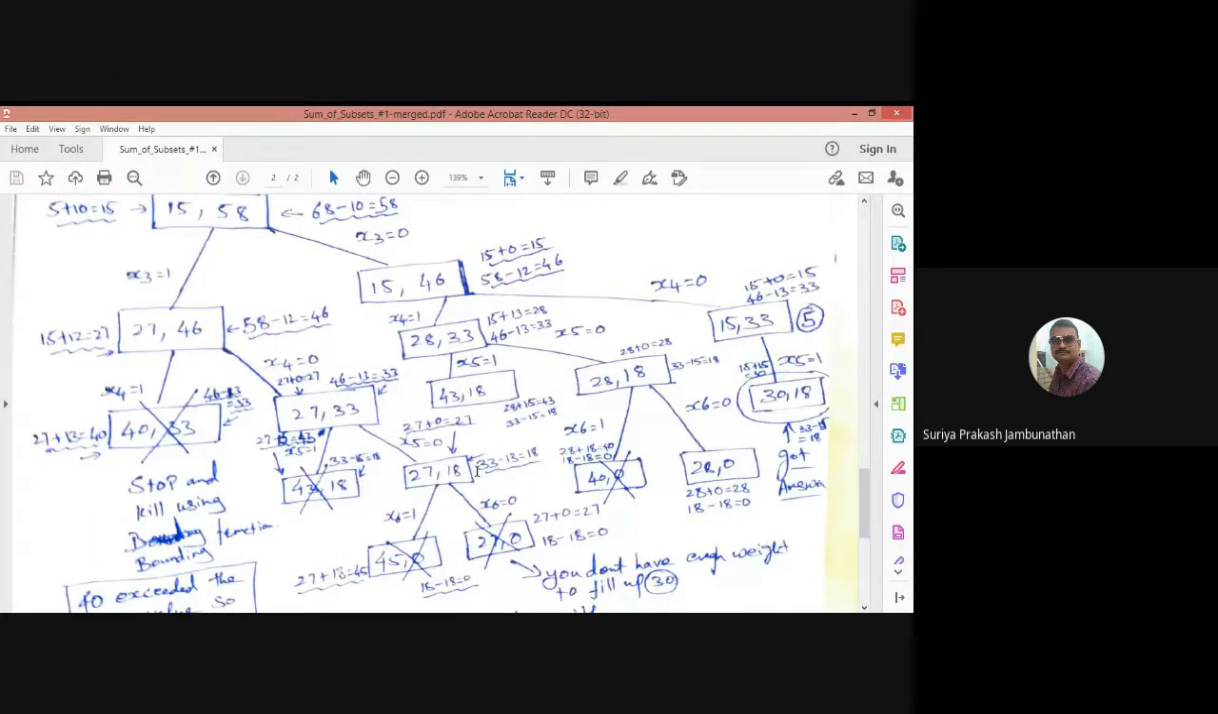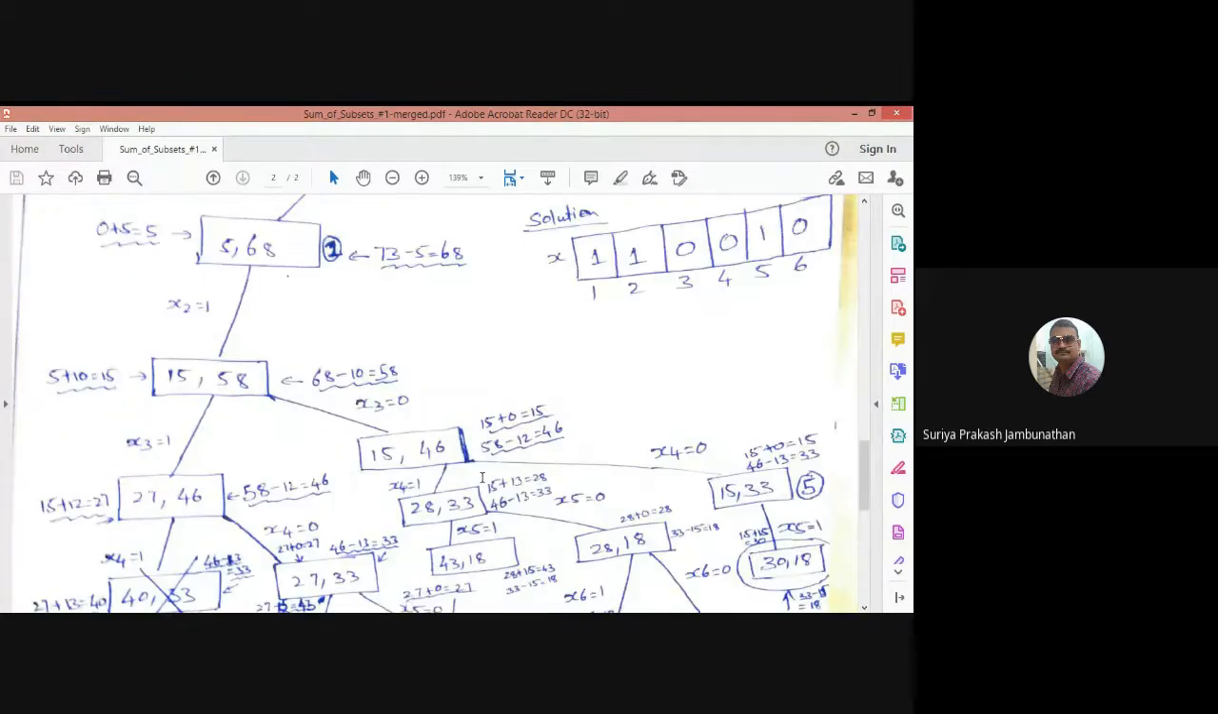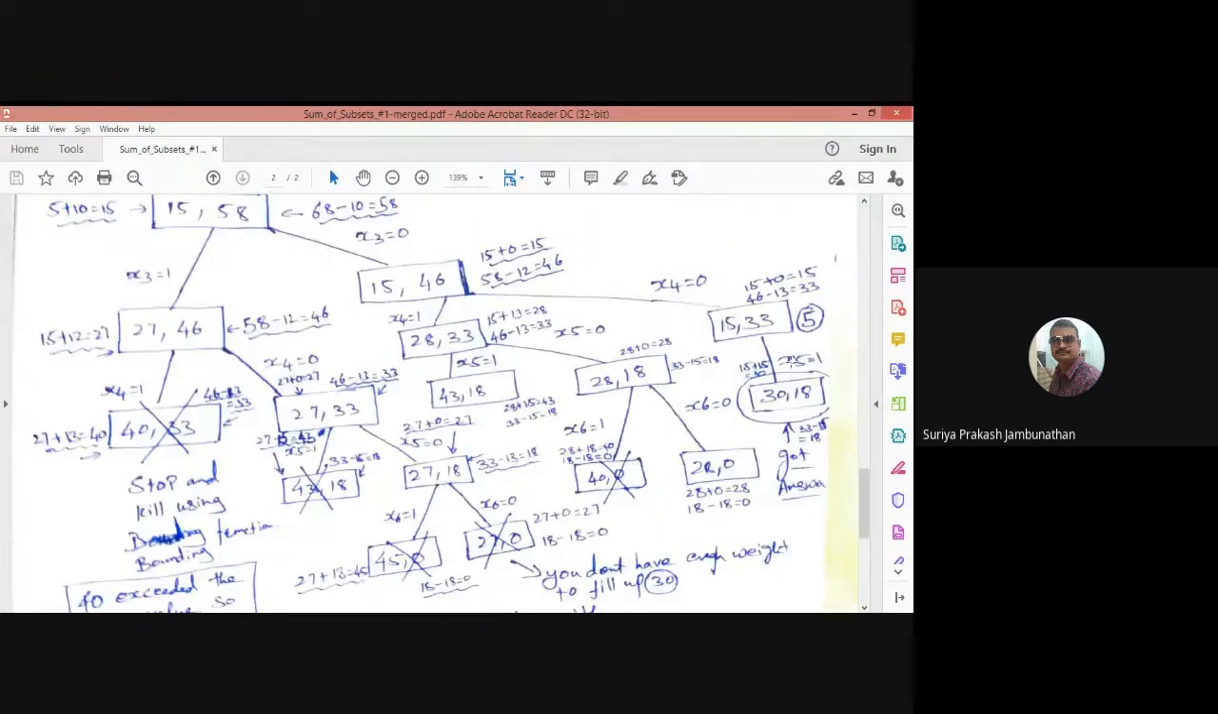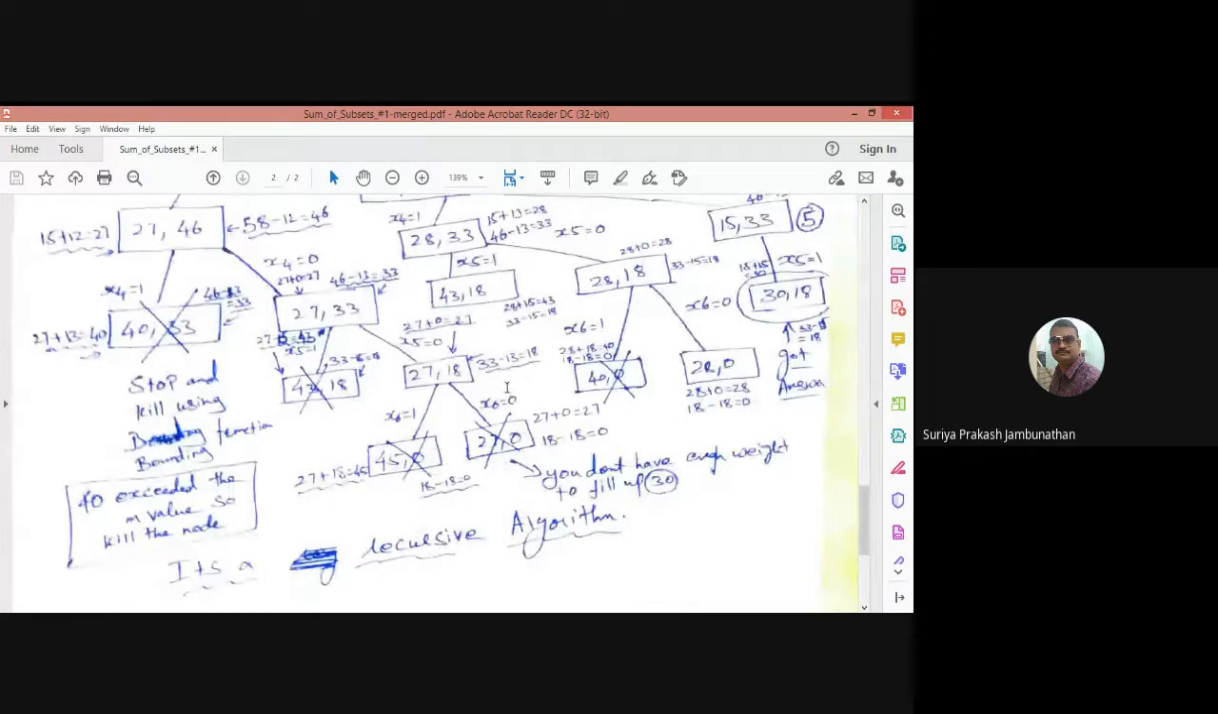Let's check the x5 value. x5 is 15. Here that is 15, not 13. This is the x5 value. x5 value is 15 actually. There is a mistake here. So 33 minus 15, we are getting 18.